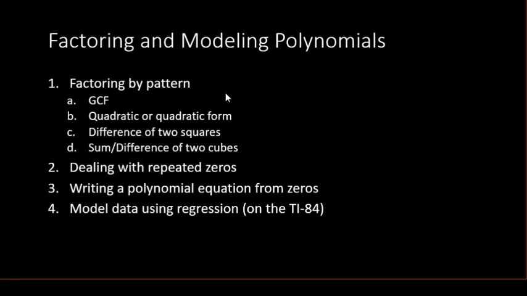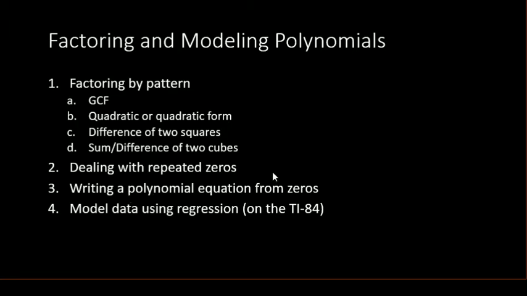So when we talk about factoring, there's four patterns that we're going to recognize in this section for factoring polynomials. Synthetic division is something we're going to cover a little later for when these patterns fail us. So the first thing we're going to look for is greatest common factor, GCF. Whether you find one of those or not, the other patterns that we're looking for are quadratic or quadratic form, difference of two squares, and sum and difference of two cubes. And we'll see those throughout the presentation.